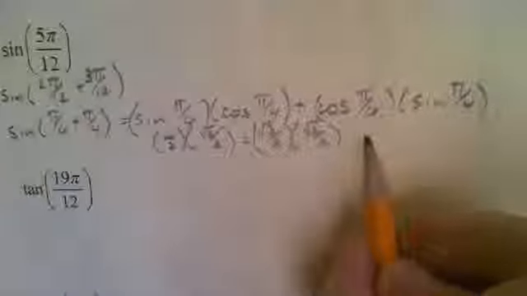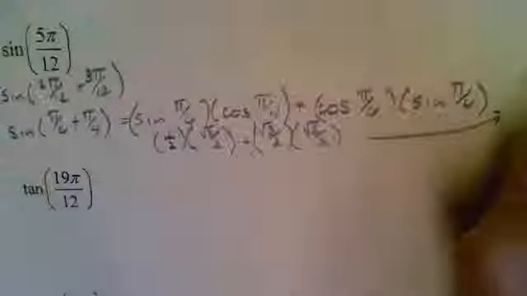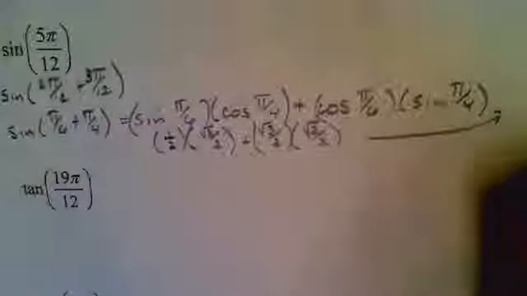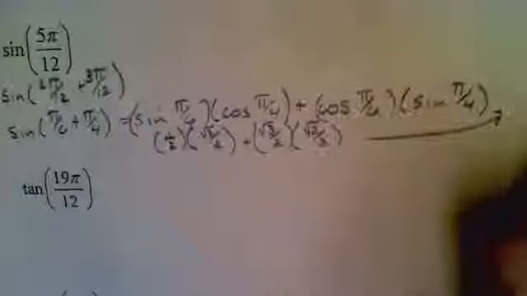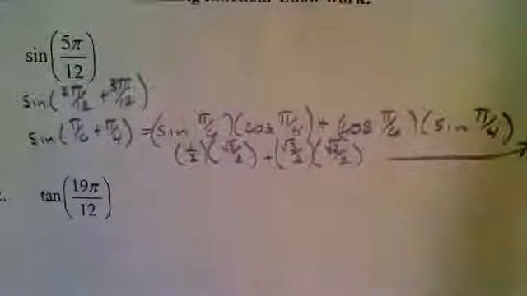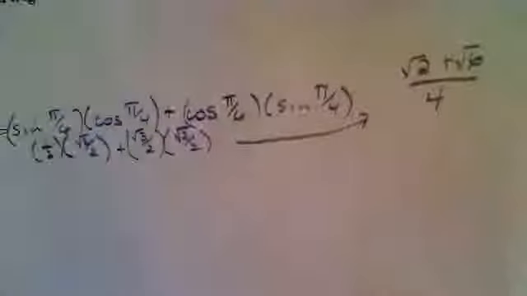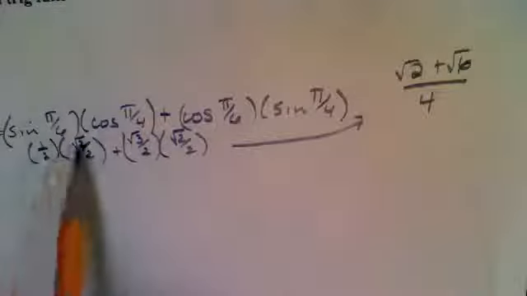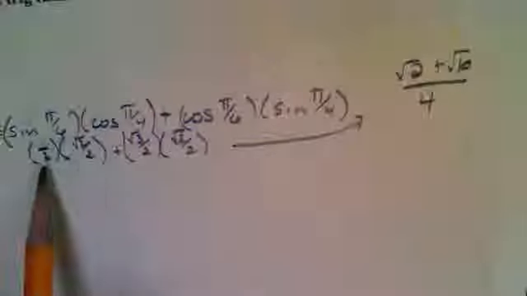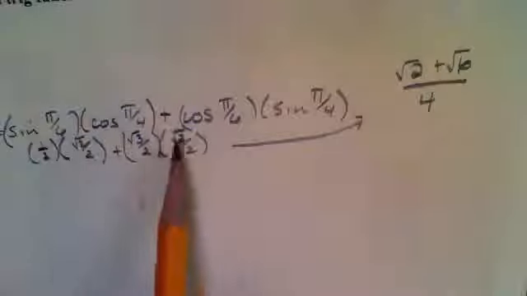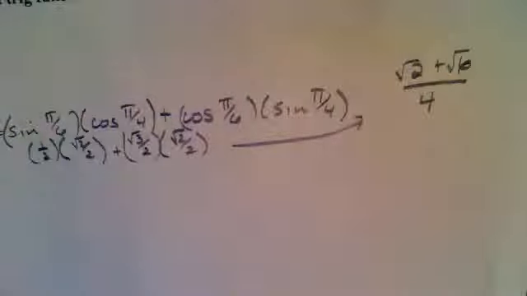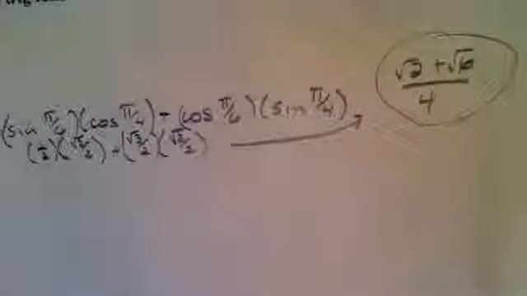So my final answer, I'll put that over here, is radical 2 plus radical 6 all over 4. Because again, you're just going to multiply these so you get radical 2 over 4. This you get radical 6 over 4, so I can just put those together. Okay, so that's the answer to the first one.